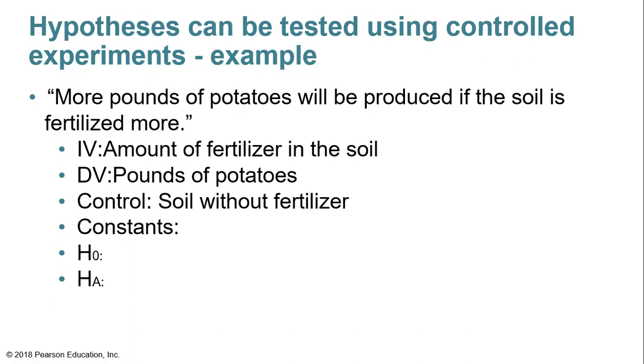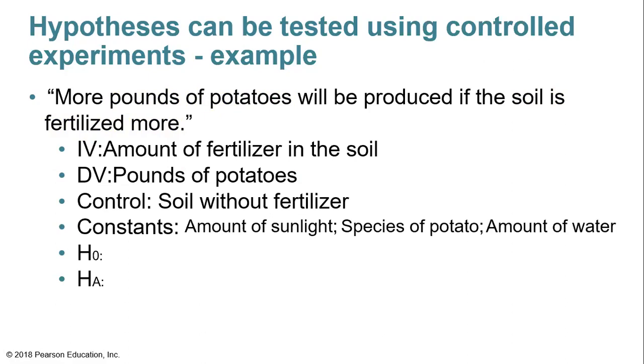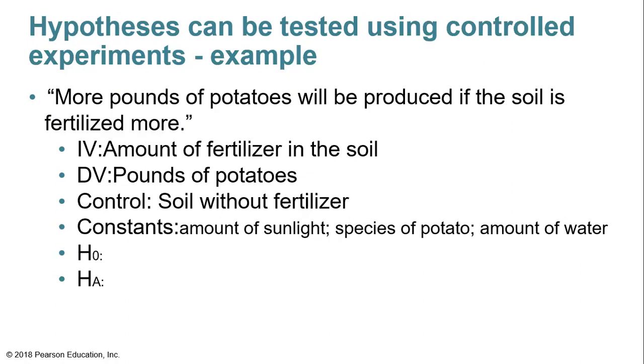So some possible things like that would be the amount of sunlight. If that changes throughout the experiment, that's going to affect our results. What if some of the potato plants are one species and some of them are a different species? Or maybe if part of the field gets more water than the other part. There's plenty of constants, but these are a few good ones. And again, you can't just say sunlight or species, or potato or water. Those are wrong answers. You have to be specific.